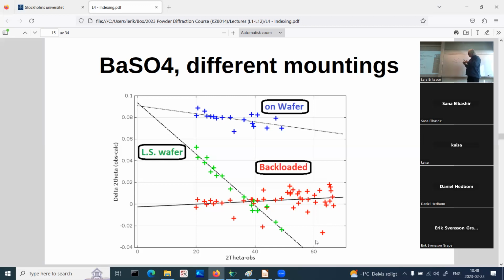Normally, the instrument is very, very well calibrated. The surface of the wafer is in the perfect position. But if you put a sample on, then it's too high.